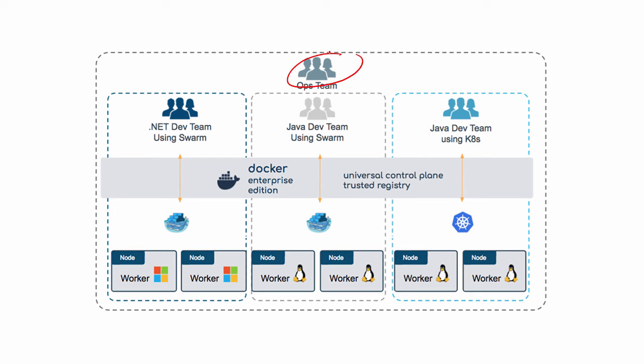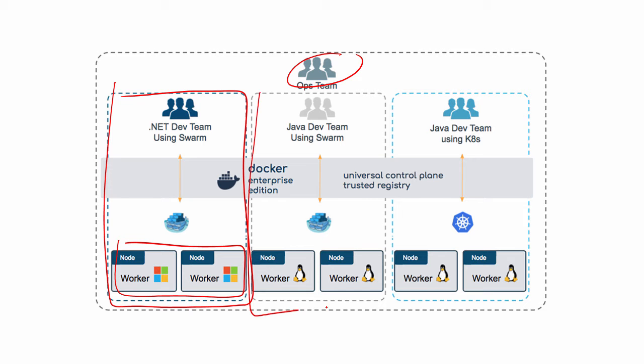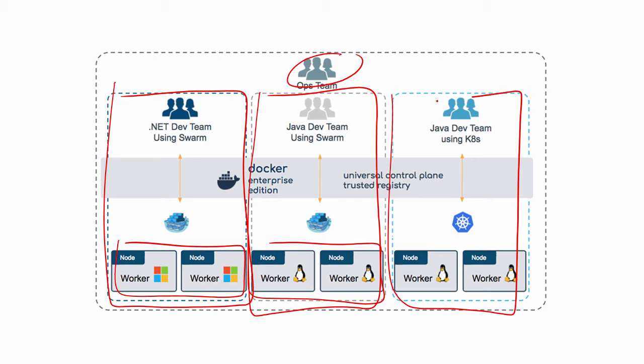You've got an ops team that's responsible for administering your environment, and you've got a bunch of dev teams delivering value. So the .NET team here is using Swarm, and as an example, you want to restrict them to running work on a subset of nodes in the cluster. Cool. Same goes for the Java dev team here. Swarm apps again, but restricted to running on a different set of nodes. And then same again for this Java team here, only they're delivering Kubernetes apps.